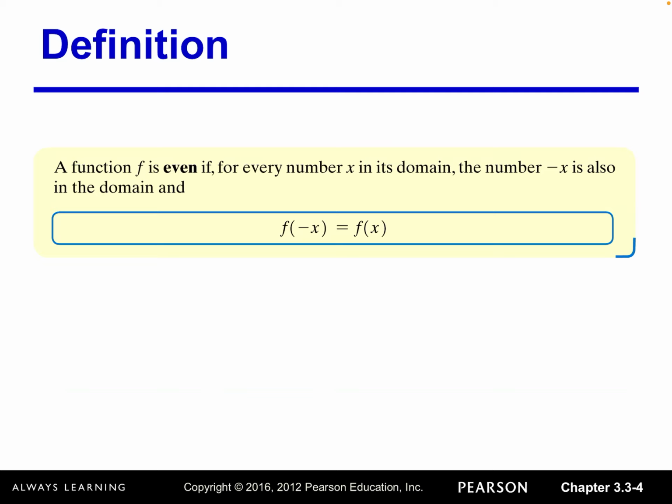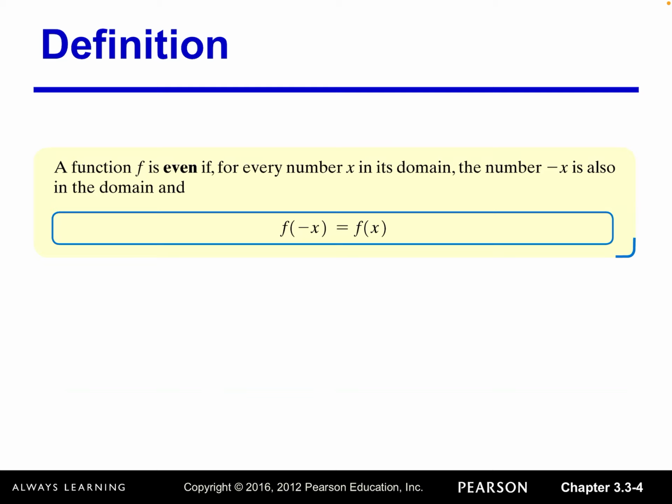So in order to determine whether the graph is an even function's graph or odd function's graph, we have to understand what an even function is and what an odd function is first, right? So now let's look at the definition. A function f is even if for every number x in its domain, the number negative x is also in the domain, and f of negative x equals f of x.